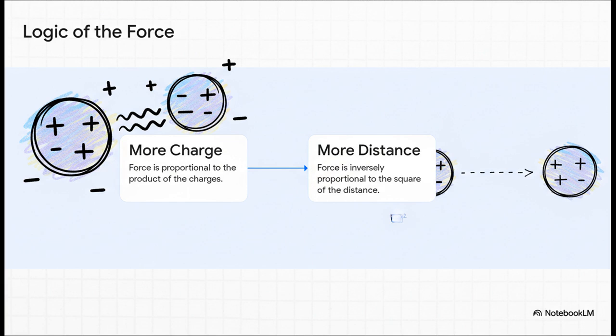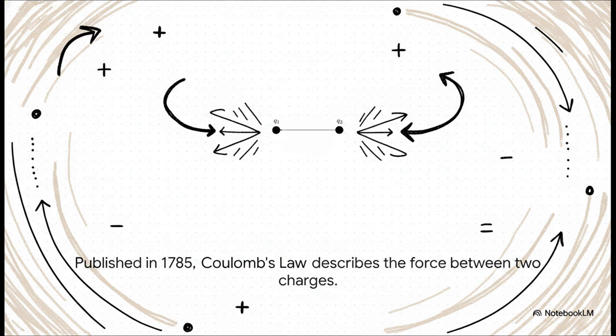And here's the cool part. It's not a simple drop-off. If you double the distance, the force gets 4 times weaker. This is called an inverse square law, and it's one of the universe's favorite rules. It shows up everywhere, from gravity to light. And this diagram shows it all perfectly. You've got two charges, we'll call them Q1 and Q2, and they're separated by some distance. Coulomb's law gives us the exact mathematical tool to figure out the force between them, whether it's a push or a pull. This equation is pretty much the foundation for all of electrostatics.